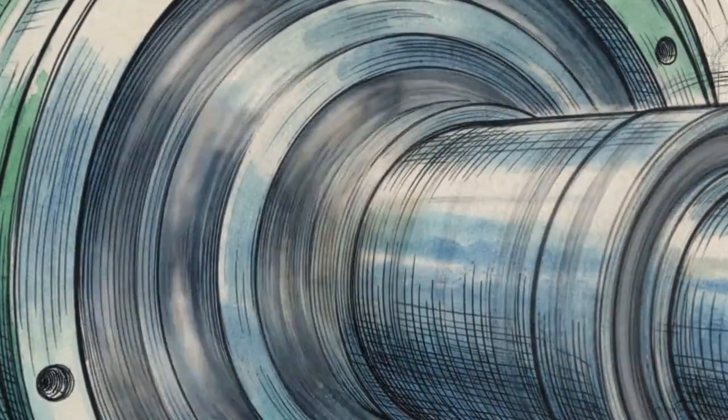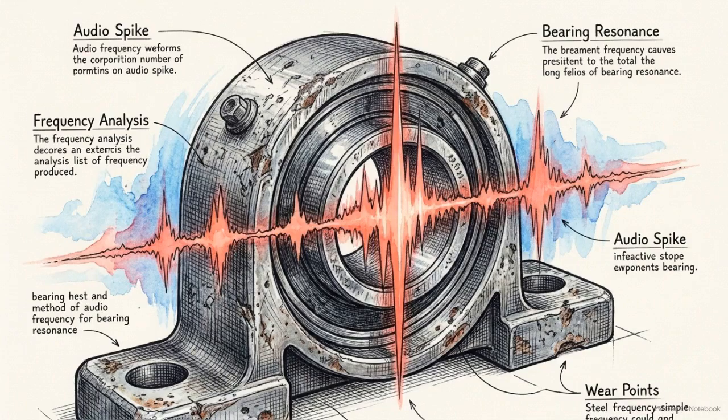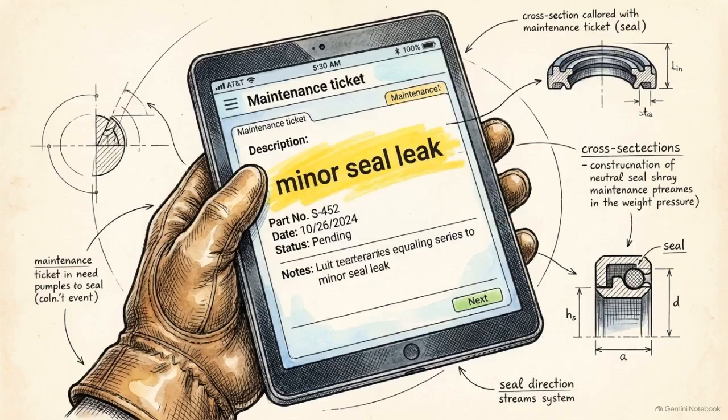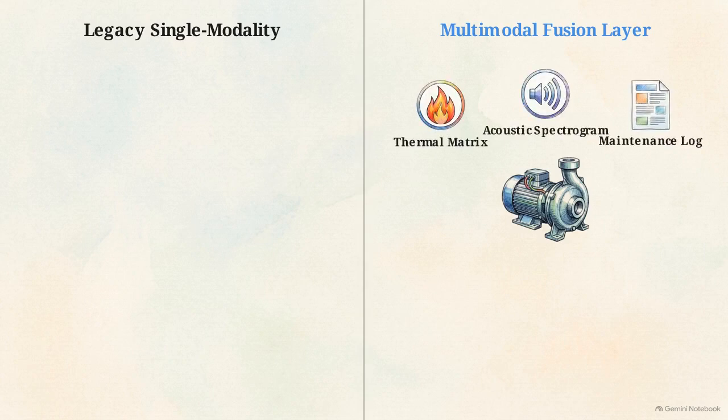and consider the breakdown of a large industrial pump. The thermal camera detects a localized 20-degree rise in temperature at the bearing housing. Simultaneously, the acoustic sensor captures a high-frequency spike corresponding to ball pass vibration. Finally, the system retrieves a maintenance ticket from the previous week, noting a minor seal leak. This diagram shows the fusion layer processing these three vectors: the heat, the sound, and the text context.